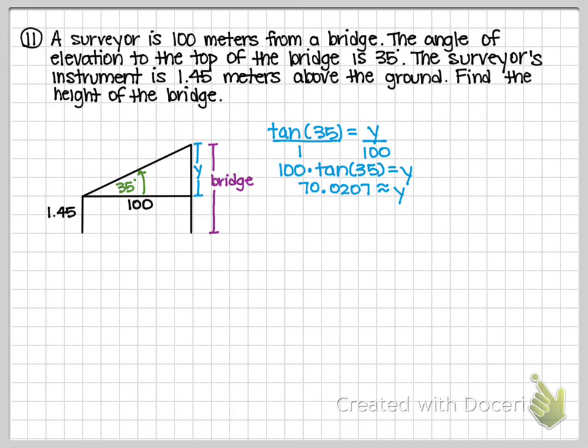If we want to talk about the bridge itself, the bridge is going to be that y that we found, in addition to the 1.45 meters that it is above the ground. So we're going to take our 70 answer and we're going to add 1.45 to it. And that's going to give us 71.4707. And the units on this was meters. So the 71.4707 is going to be our answer.